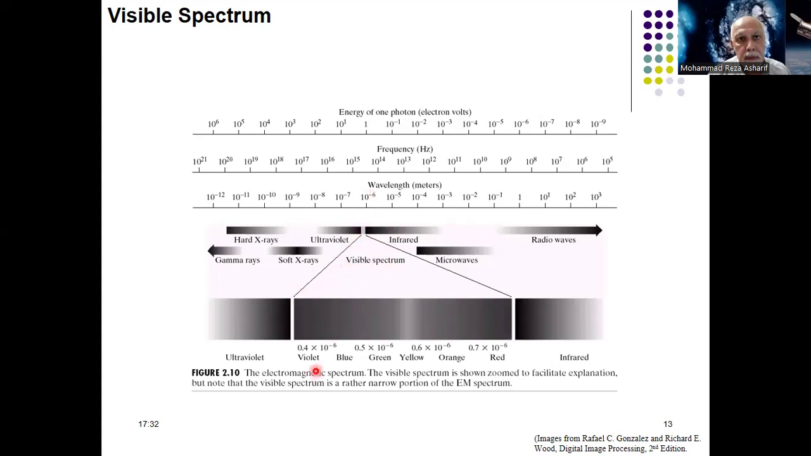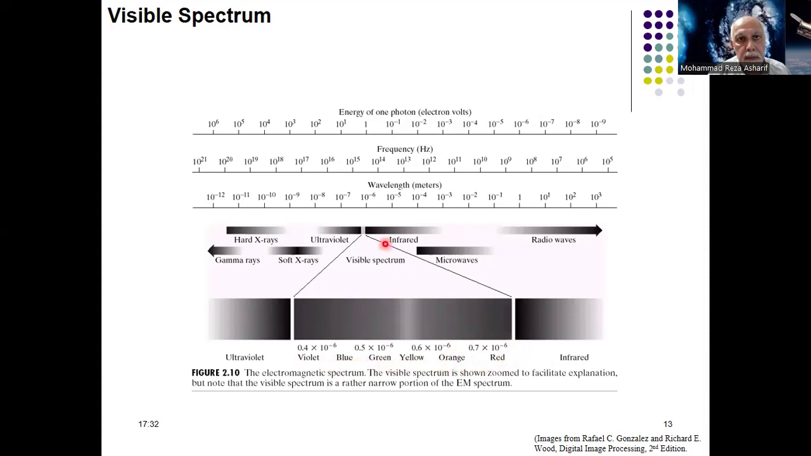10 to the power minus 6, from 0.4 multiplied by 10 to the power minus 6. These are wavelengths, of course, in meters. This is violet, to 0.7 times 10 to the power minus 6, which is micrometer. 10 to the power minus 6 is micrometer. It is red. So from violet, then blue, green, yellow, orange, and red.